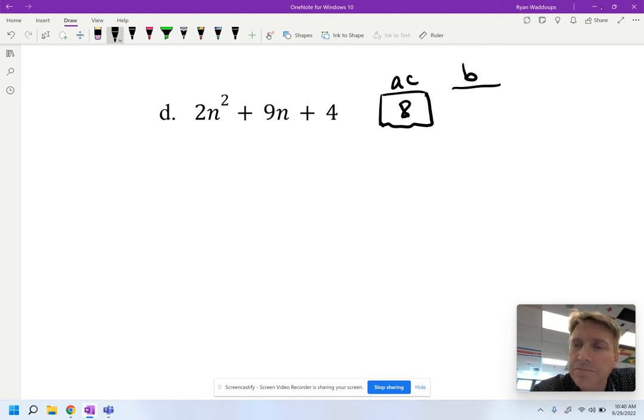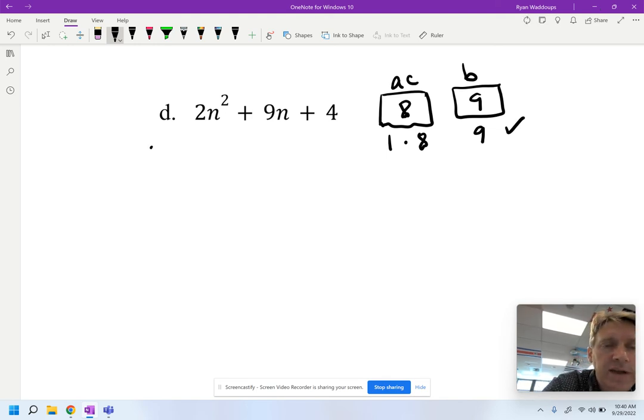And B, and that's 9. And so I'm looking for numbers that multiply to 8 that add to 9. And I think if I try 1 times 8, that's 8. And 1 plus 8 is 9. So we found it right off the bat. That's great. So we got 2n squared plus n plus 8n.